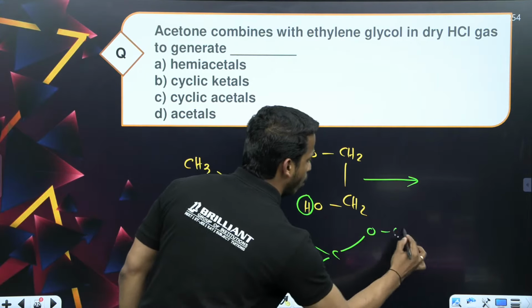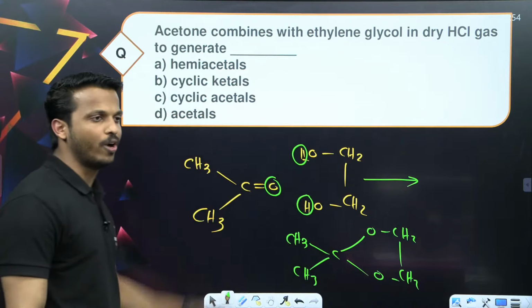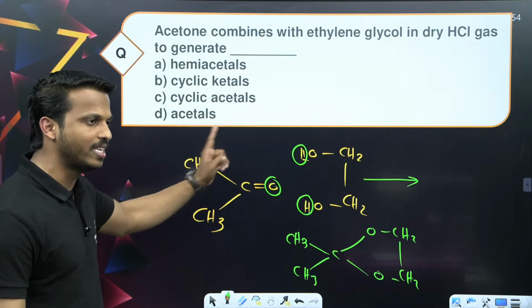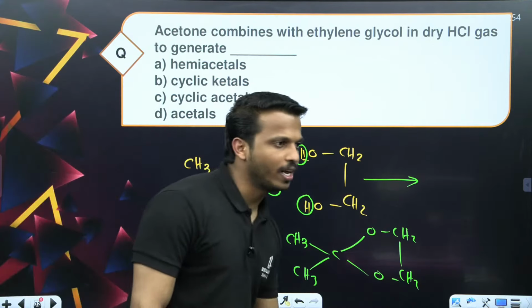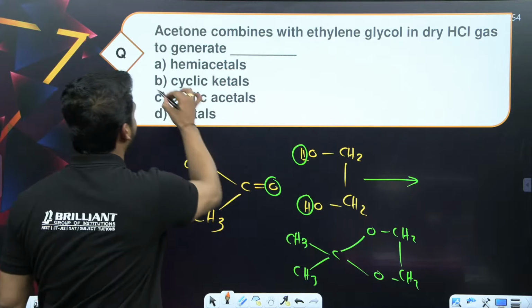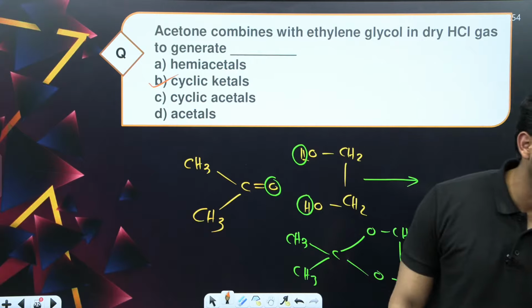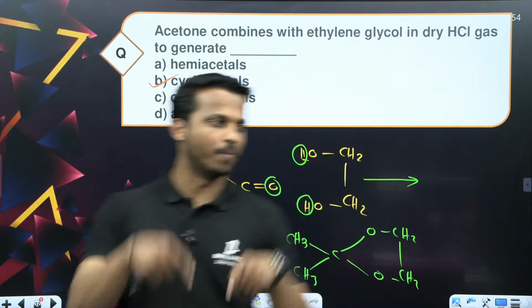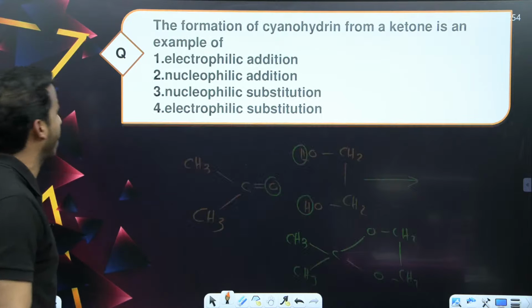Then we have OCH2, O. You will get a ring compound. What is it called? It is given in the NCERT textbook. This is called what? Cyclic ketals, right? Cyclic ketals, yes, option B. Cyclic ketals will form, a cyclic structure forms. This is under nucleophilic addition reaction. Read the textbook carefully, dear all.